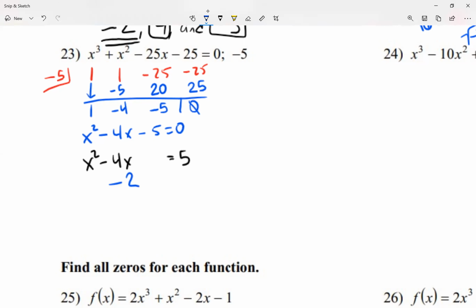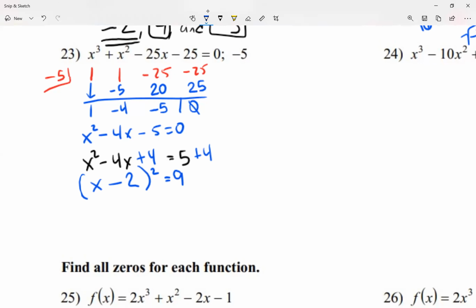I'm going to use the -2. Now, -2 squared is 4. So to complete the square, let me add 4 to each side. Because on the left side, if I was to factor that, that gives me x minus 2 squared. Right? That's what we call it, completing the square. On the other side, 5 plus 4 is 9.